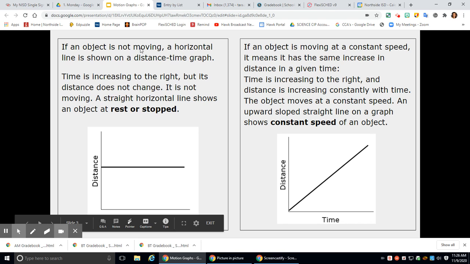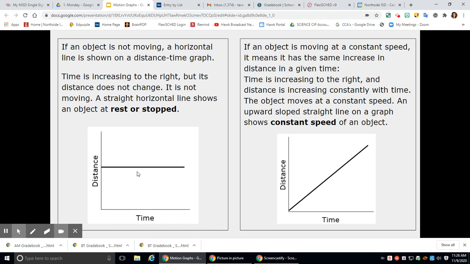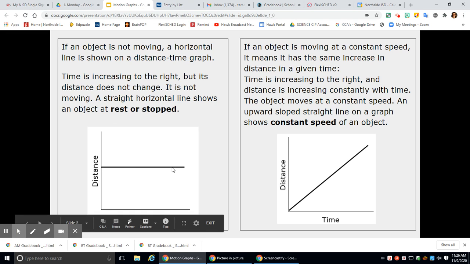If an object is not moving, a horizontal line is shown on the distance time graph. Time is increasing to the right, but distance does not change. It's not moving. A straight horizontal line shows an object at rest or stopped. So here is your horizontal line. You can see time is ticking by, but distance is not increasing.